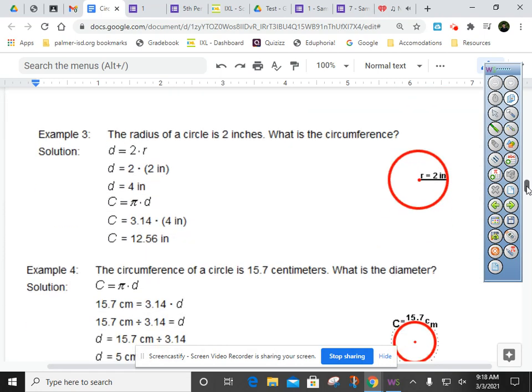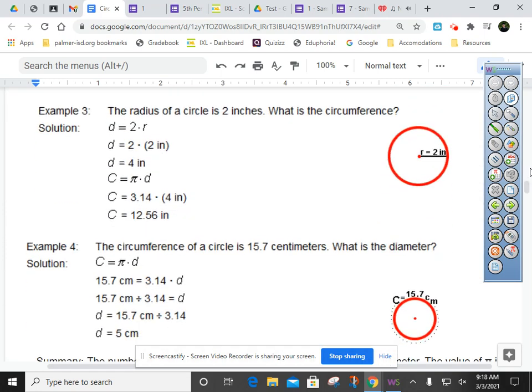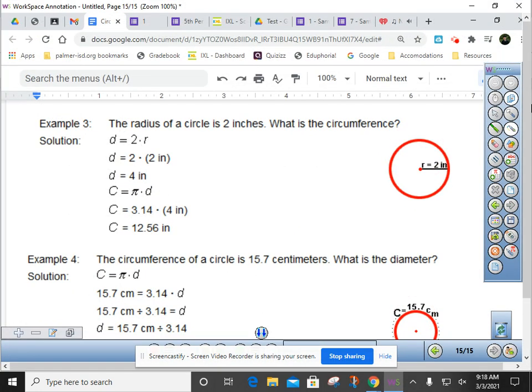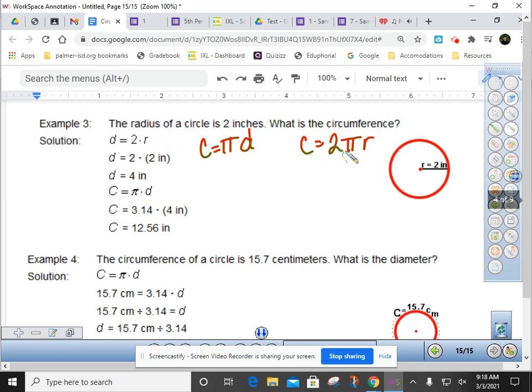Turn the page. Well, they go through a lot of rigmarole over here on this one that I don't think is necessary. So when they give you the radius, I'm going to give you a choice as to how you want to do it. So just put your pencil down and watch. You can either do C equals pi d, or there is another formula for the circumference. This is pi times the diameter, this is two pi r.